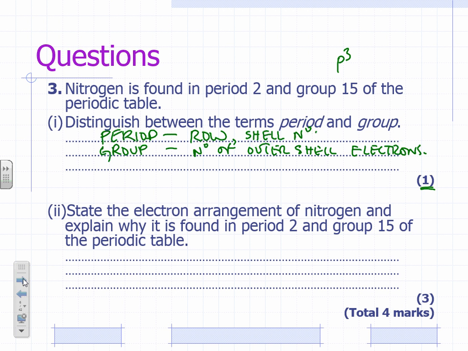Okay, state the electron arrangement of nitrogen and explain why it's found in period 2, group 15. Right. So the electron configuration of nitrogen is 1s2, 2s2, 2p3. So why is it in period 2? It's in period 2 because there are 2 shells.